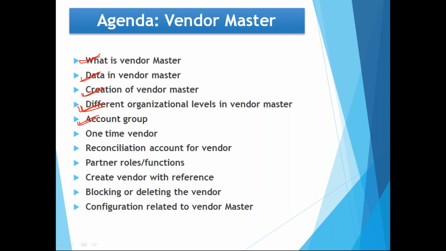Then we will understand what is account group, and what is its importance. Then we will see what is one-time vendor, how it is created, how it is used. Then we will see reconciliation account for a vendor, partner roles and their functions, and how to create a vendor with reference, that means creating a vendor using another vendor. Finally we will see blocking or deleting the vendor, and then configuration related to vendor master.